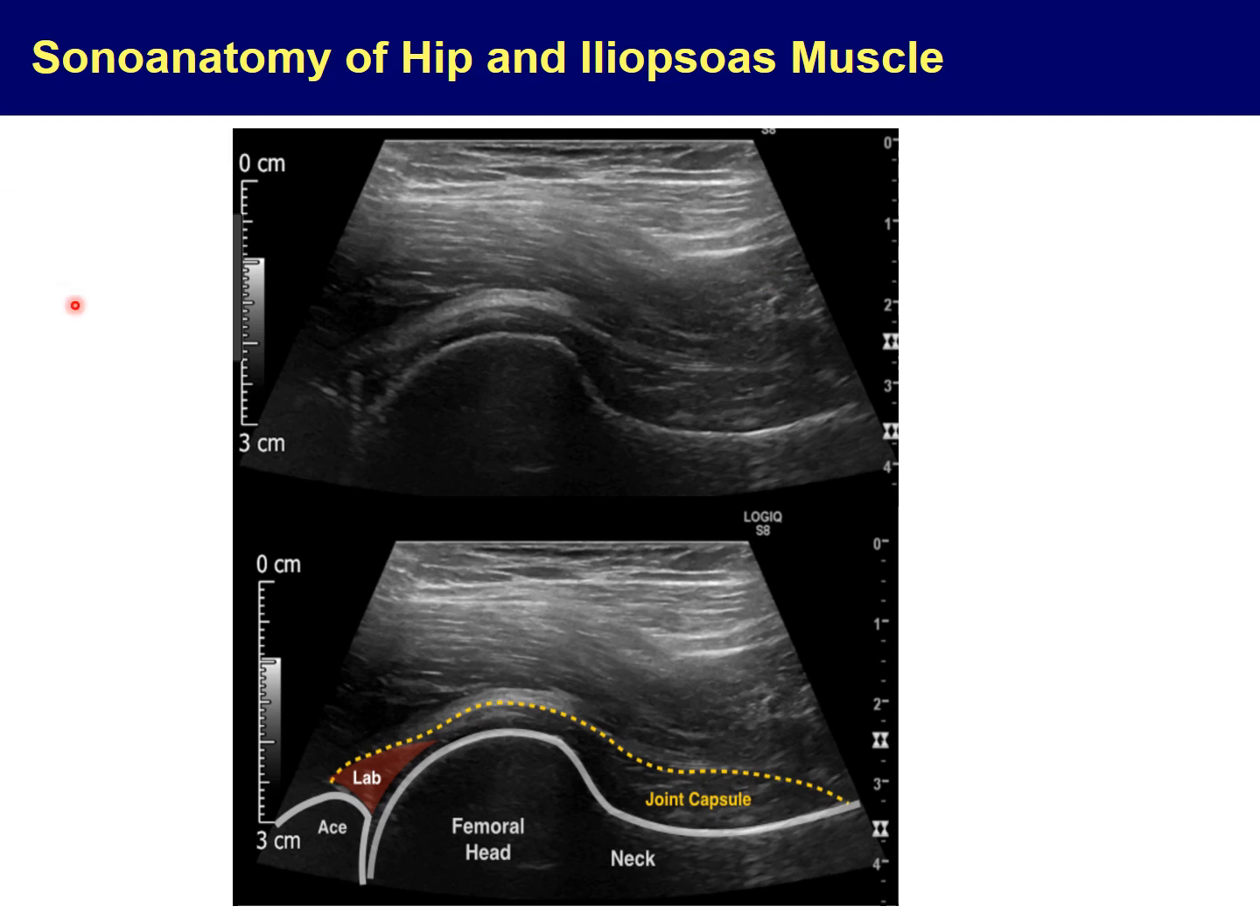I would like to point out that absent a hip effusion, the joint capsule follows very smoothly the contour of the femoral neck and the femoral shaft. During a hip effusion, the capsule is pushed upwards, and during an iliopsoas bleed, a hematoma would become visible in this area.